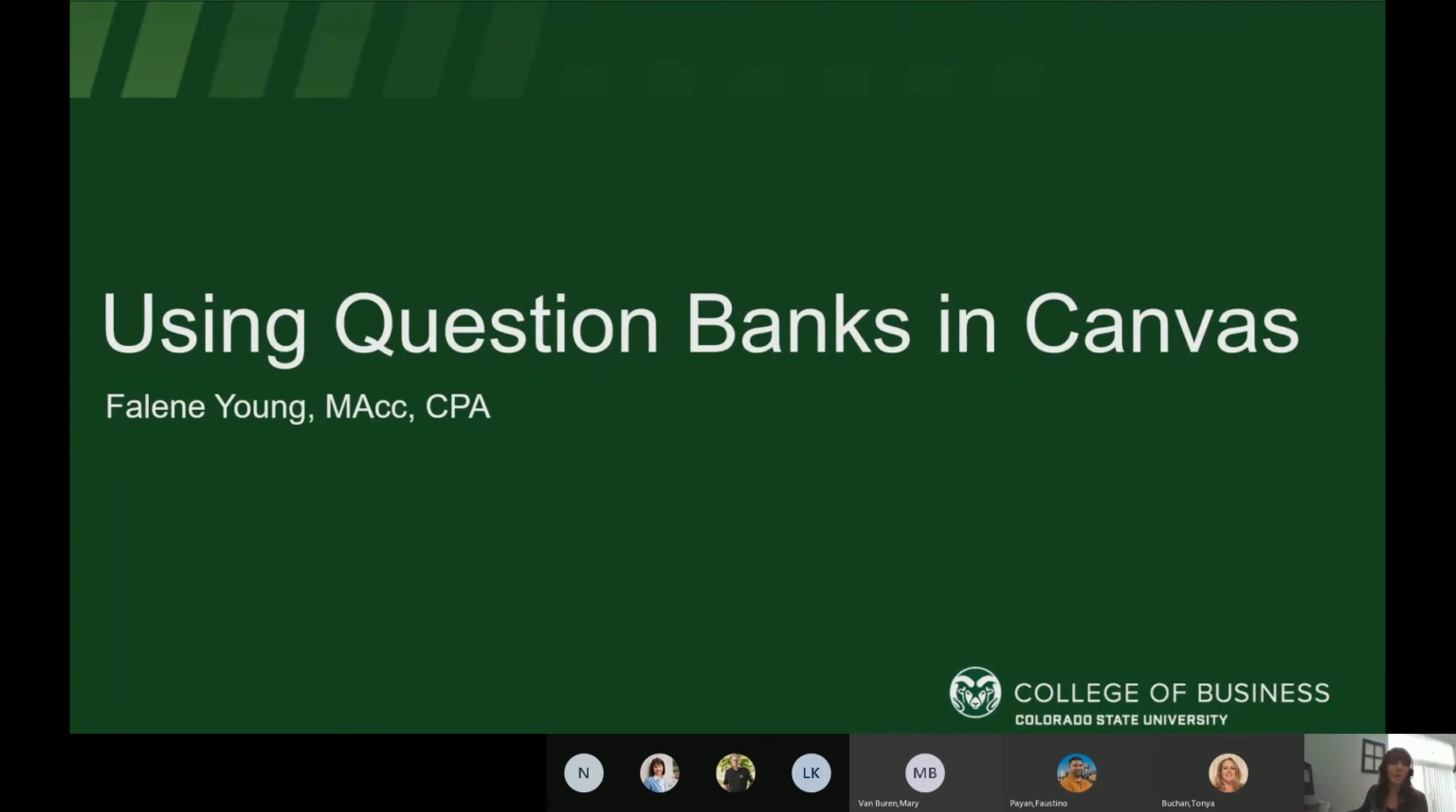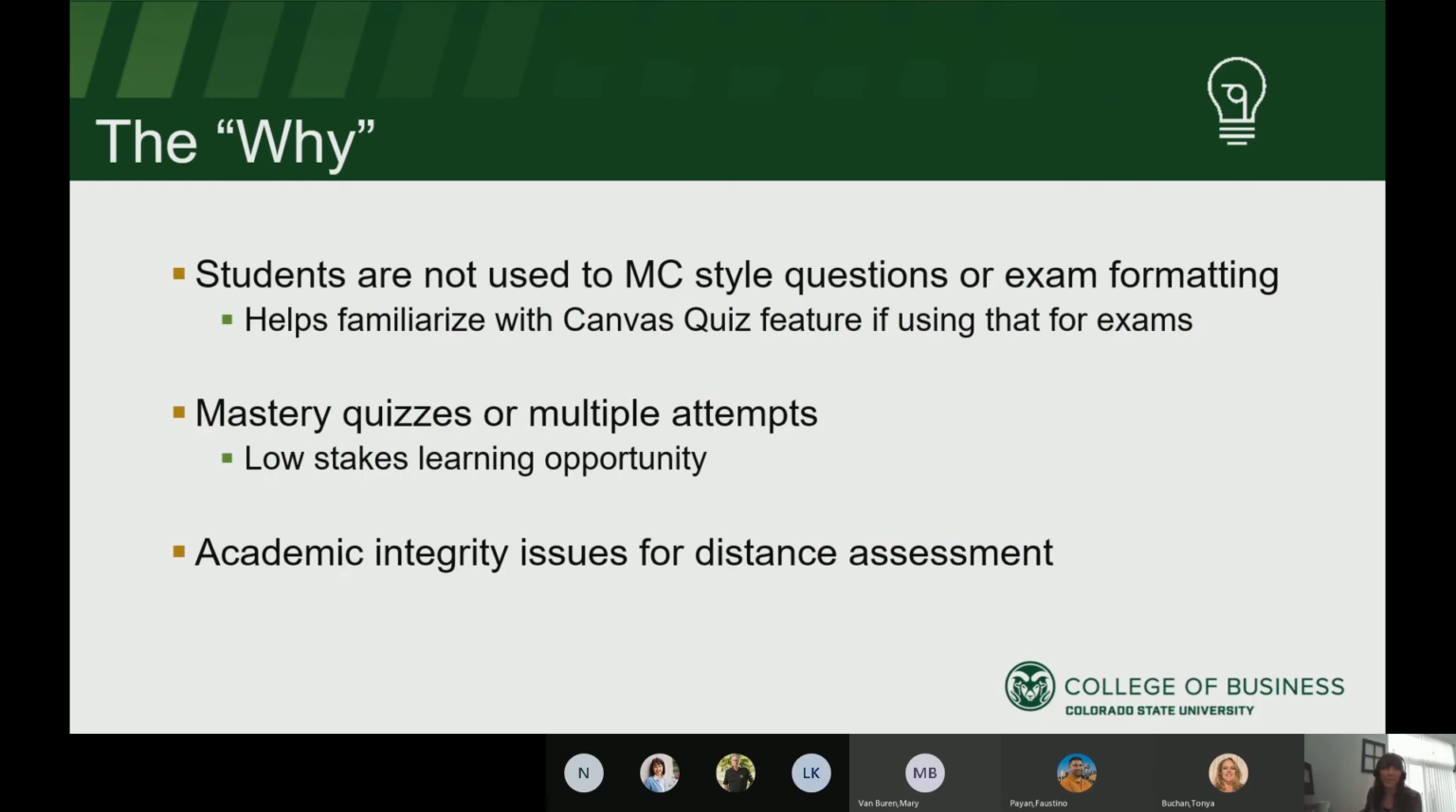So I'm going to talk today a little bit about using question banks within Canvas. And I think this is an awesome tool for a couple of reasons. One thing is that I noticed that when I was offering my course, I would provide assignments and homework and lectures and handouts.